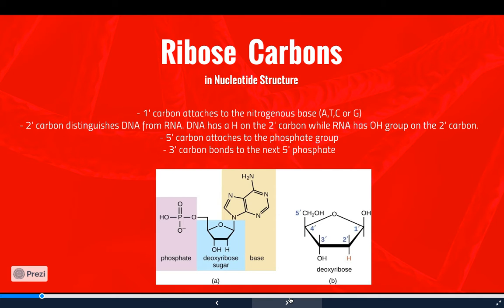The structure of a nucleotide includes a phosphate group, a deoxyribose sugar with 5 carbons, and a nitrogenous base. Each carbon of the deoxyribose sugar has a specific function. The 1' carbon attaches to the nitrogenous base, the 2' carbon distinguishes DNA from RNA, the 5' carbon bonds to the phosphate group, and the 3' carbon bonds to the phosphate group of the next nucleotide. The image below labels the deoxyribose sugar with these carbons and shows the structure of a whole nucleotide.